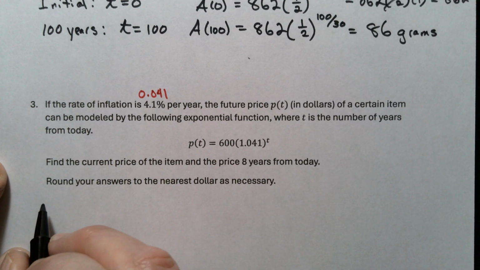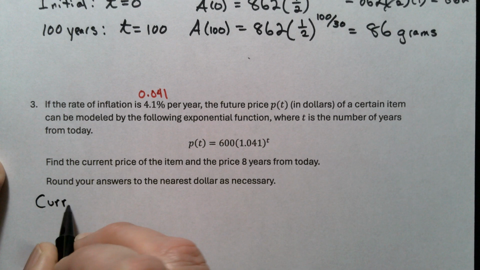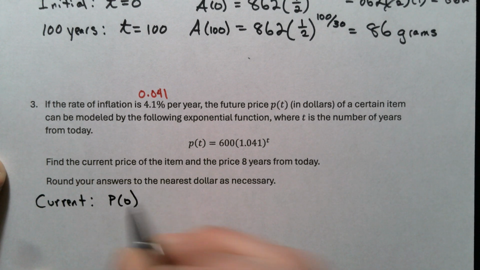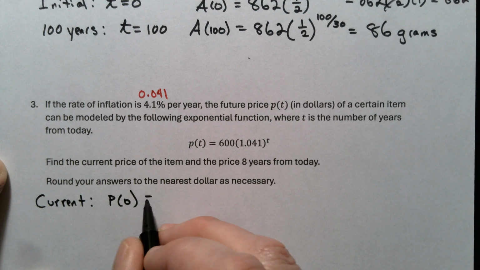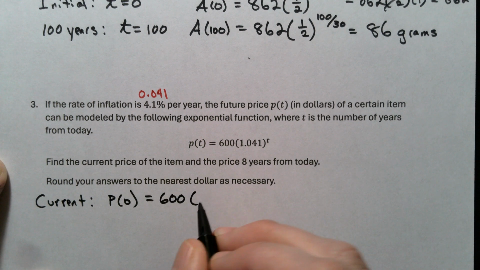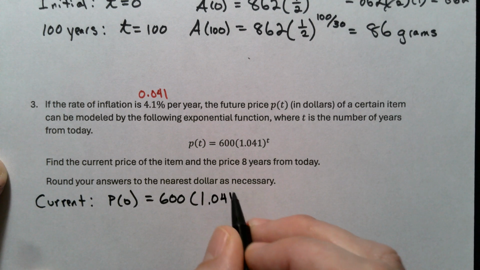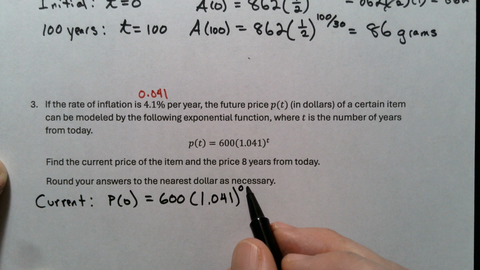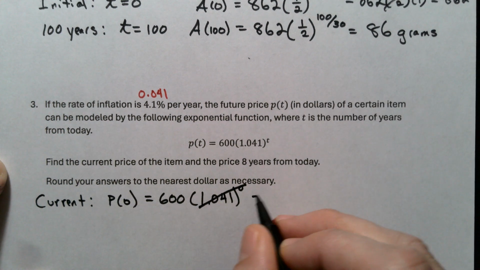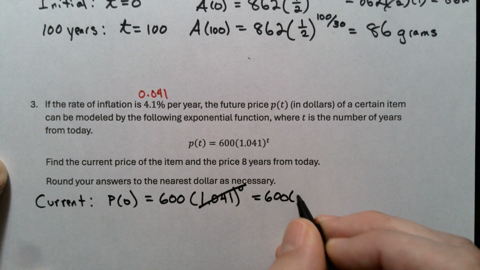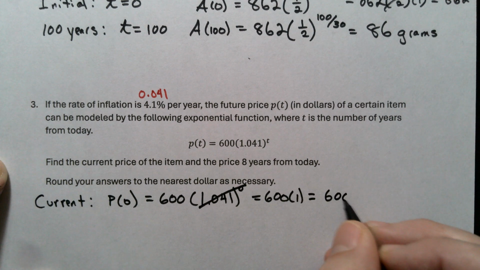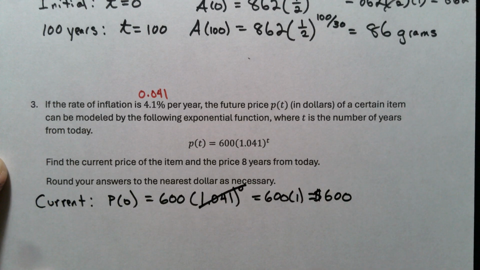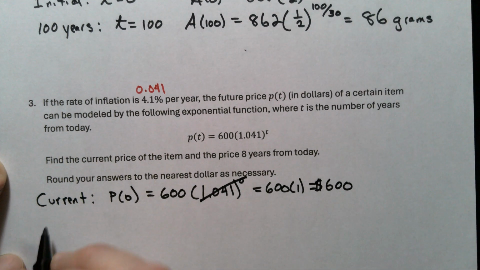So for the current price, I will have P of 0. That's no time has expired. 600 times 1.041 to the 0. And remember, anything to the 0 power turns into a 1. So that goes away. It's just 600 times 1, which is 600. Okay. So $600.